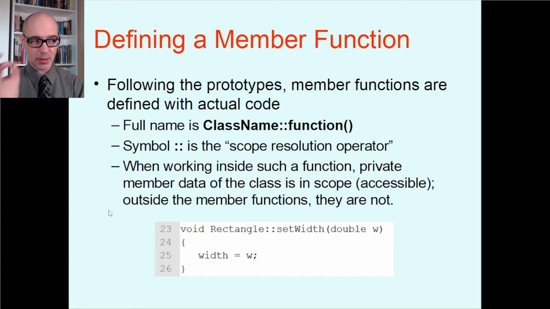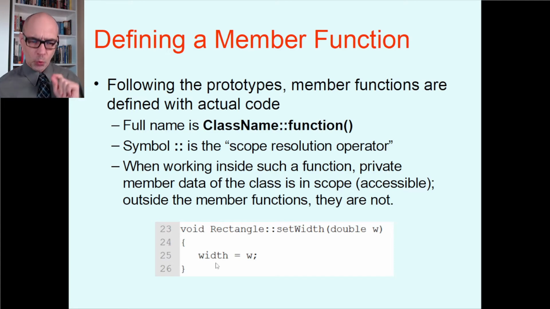Okay, that's an incredibly important point that we'll continue to come back to time and time again. So hopefully you remember, here's this rectangle setWidth function, and clearly someone's going to call this. The goal here is to set the width member of the rectangle. So in comes a double that we're calling W here for short. And obviously it's a very, very short function here. It just sets width to that W number.